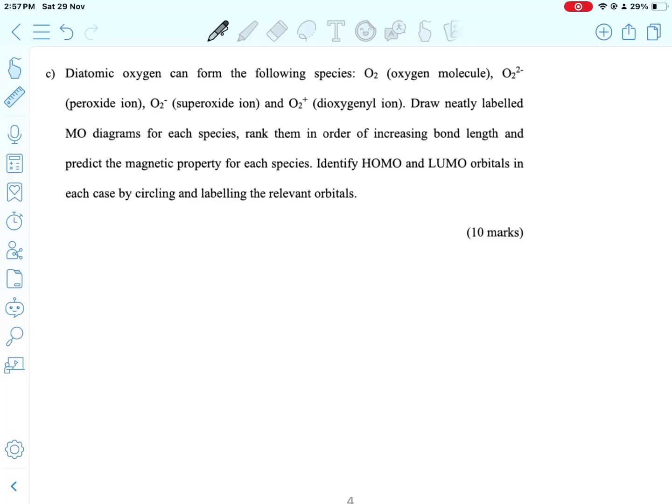So after you've identified that this is O2, it will have no mixing, so your sigma would be lower in energy than your pi. The next step would be to draw the diagram.